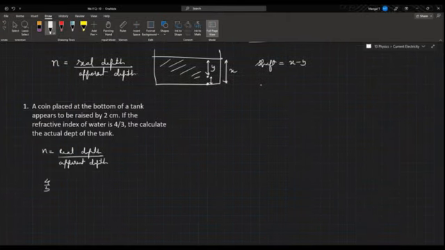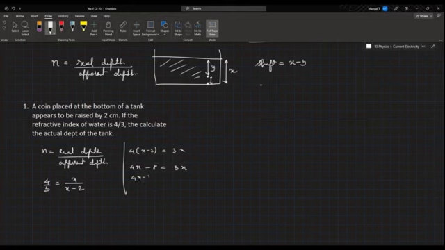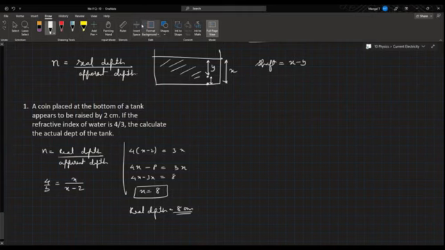So therefore 4 upon 3 is equal to x upon x minus 2. So you get 4 times x minus 2 is 3 times x. So 4x minus 8 is 3x. So 4x minus 3x is equal to 8. x is equal to 8. So therefore, the real depth will be 8 centimeters.